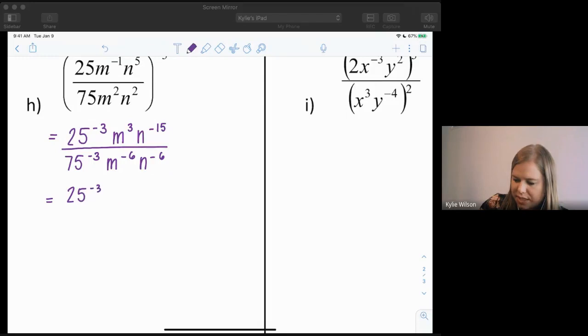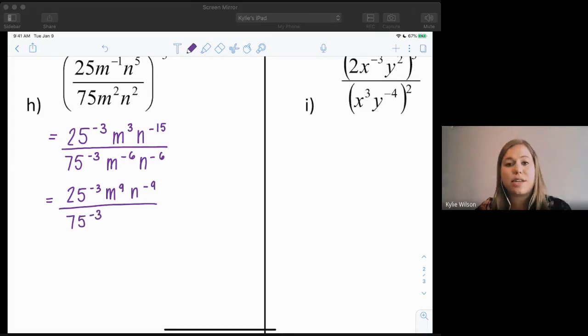So this time, just to show you something a little bit different, I'm going to do all the division first. So we're just going to leave our coefficients with those negative exponents for right now, just for a moment, to see if maybe you like this strategy better. So we'll start by dividing our m's. So we have m to the power of 3 over m to the -6. So we subtract our exponents. So 3 minus -6 is going to be +9. And now for my n's, I will have -15 minus -6, which will give me n to the -9, like this.